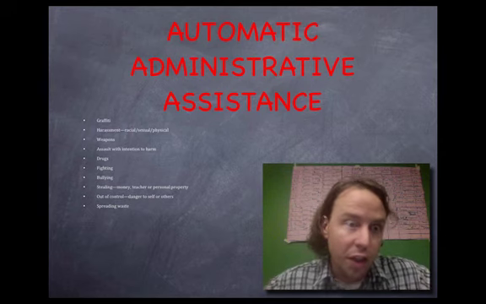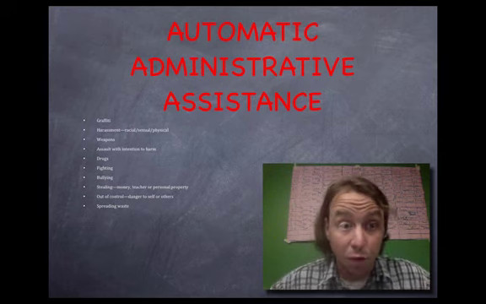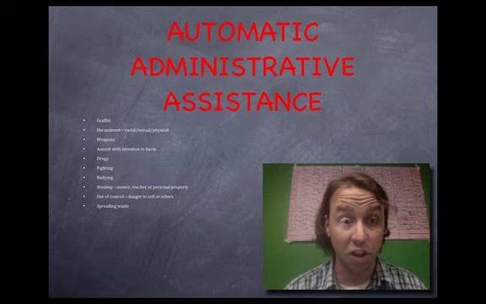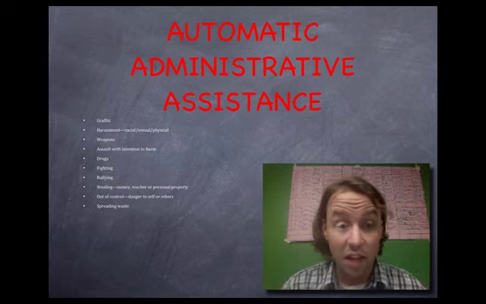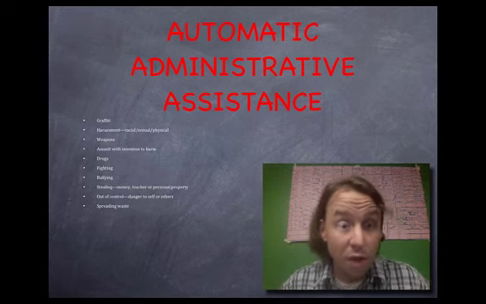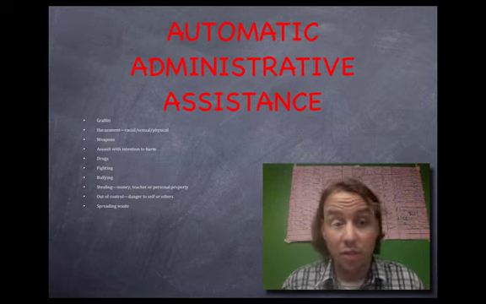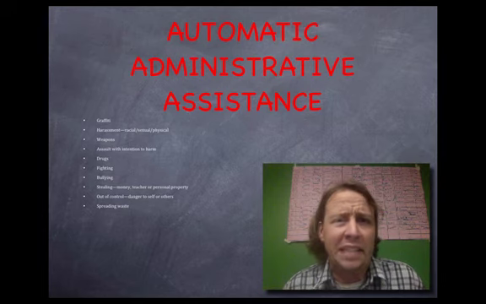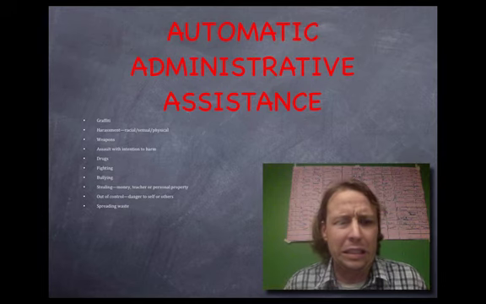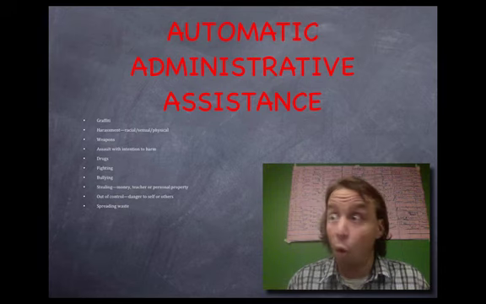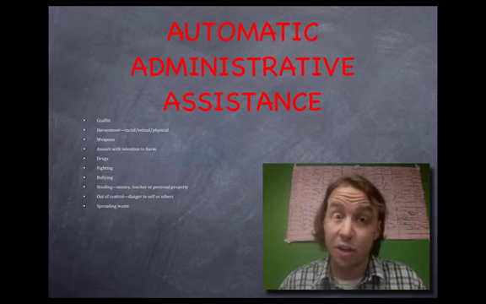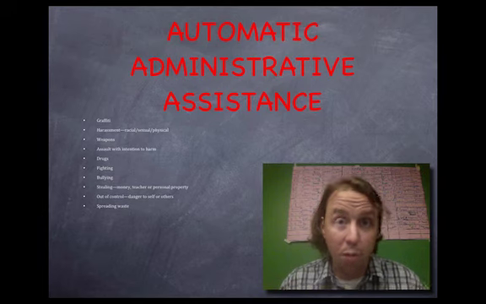Go ahead and read down the list. Graffiti, racial, sexual, and physical harassment, weapons, assault with intention to harm, drugs, fighting, bullying, stealing money or teacher's property or whatever, a kid being a danger to themselves or others, or spreading waste. So any of those offenses warrant immediate and automatic administrative assistance. You don't have to worry about the behavior mod plan. You can go right down them.